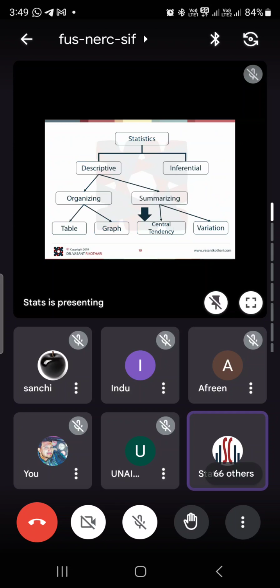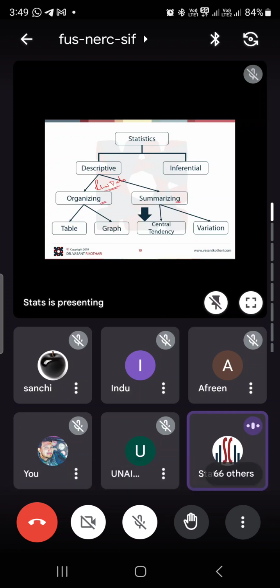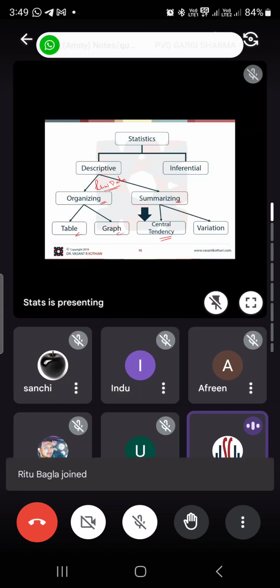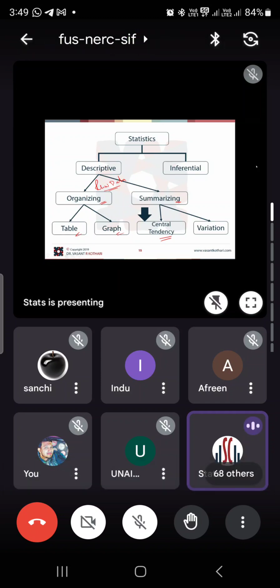So this is what we do: the moment we get the raw data, first we need to organize and then we need to summarize. Organizing we did with the help of a table and a graph. Now summary. I'm having 100 numbers. As a data analyst, as a statistician, if I get 100 numbers, my job is to summarize those 100 numbers.